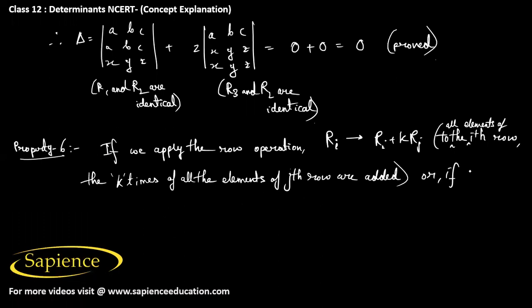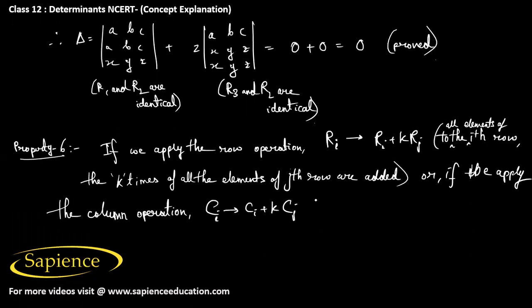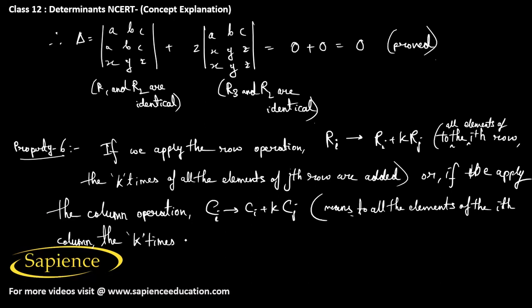Or suppose we apply the column operation Ci goes to Ci plus k Cj. It means that to all the elements of the ith column, k times all the elements of the jth column are added.